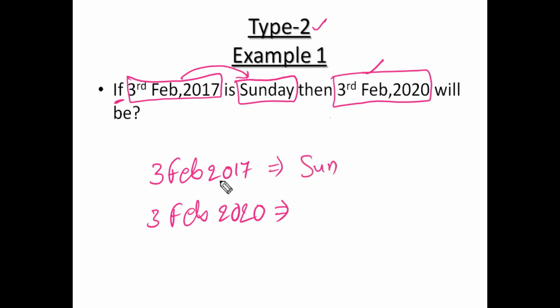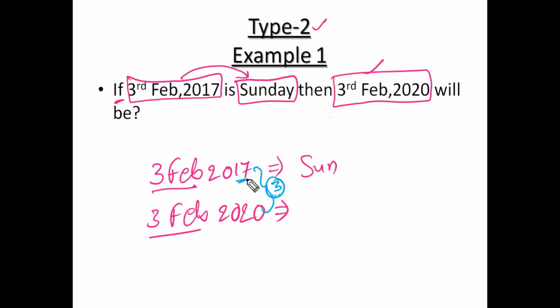Luckily, the date is the same: 3rd February and 3rd February. Directly we can check with the year gap. So 2017 to 2020, how many years gap? 3. Are those 3 years leap years or non-leap years, or a combination of both?